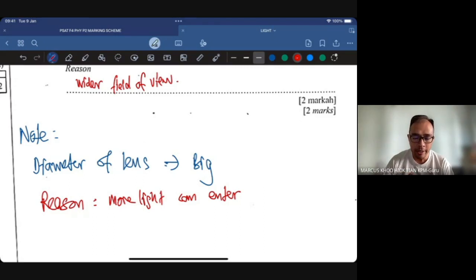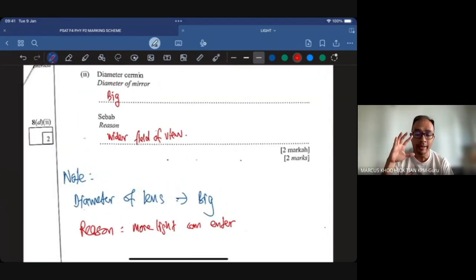And the reason why I'm writing this note is because for mirror and lens, we want to say big lens, big mirror. But if it is a big mirror, the reason is wide field of view. If it is a big lens, the reason is more light can enter. So remember this as two different things.